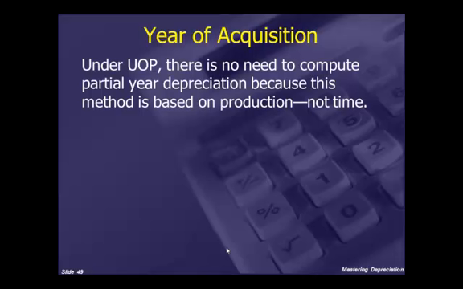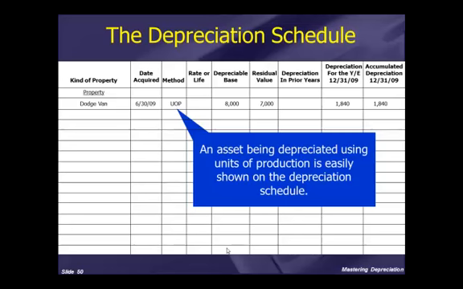Under UOP, units of production, there's no need to compute partial year depreciation. This method is based on production. It is not time-based. If we're looking at the depreciation schedule using units of production, we're going to list the kind of property and the date acquired, as before. The method is UOP, units of production. This one has a depreciable base of 8,000 and a residual of 7,000, so we're looking at a total cost of 15,000.